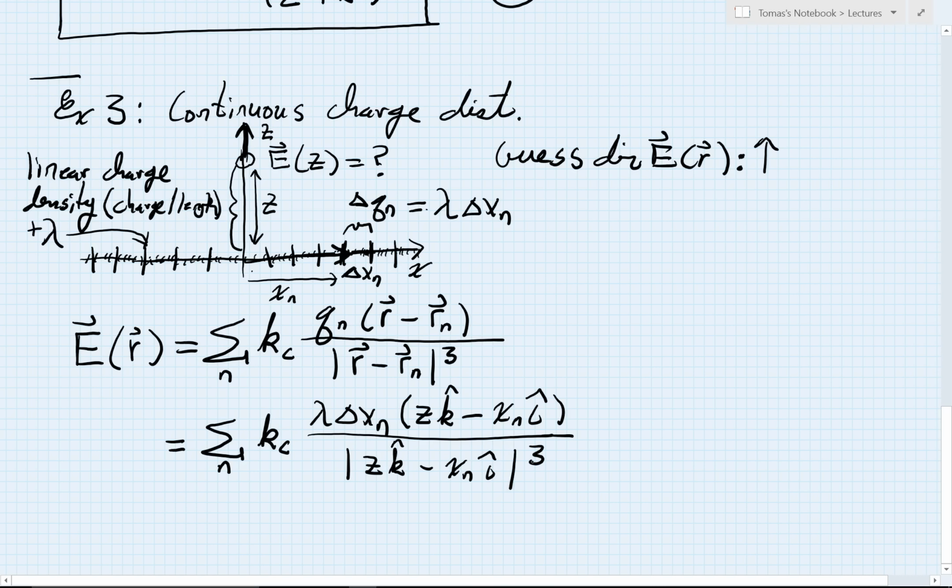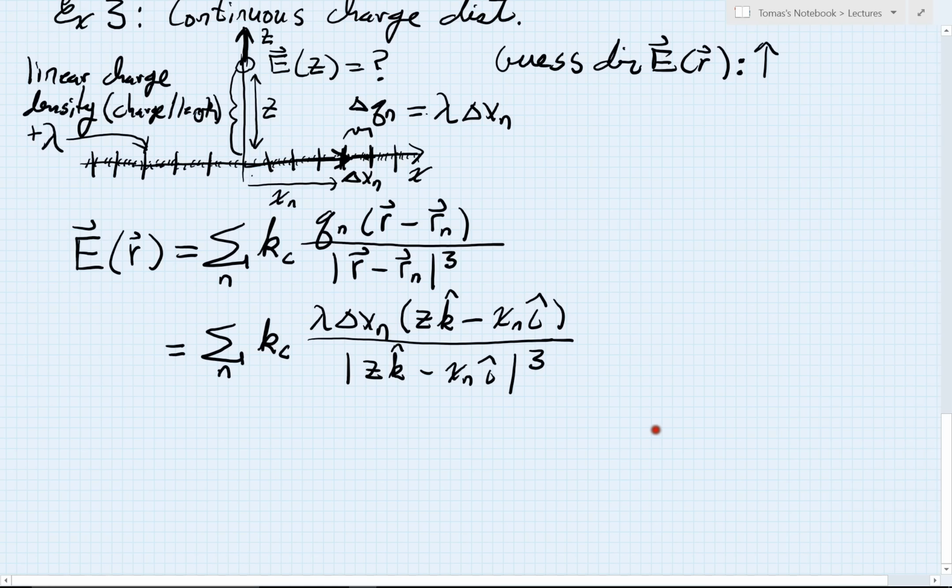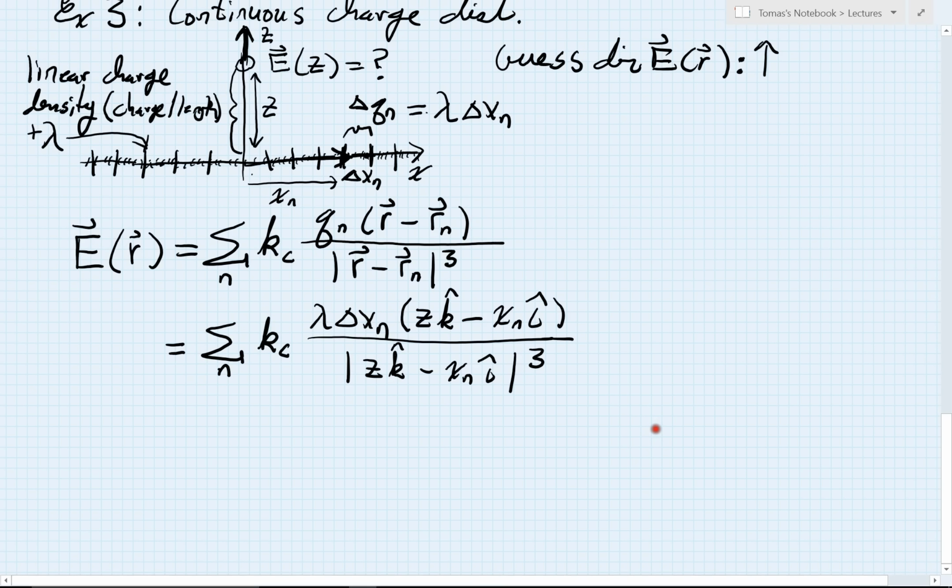Very good. So now we have an explicit sum. And notice that I had said that at the end of the day, I want to take a special limit here. I want to take a limit where delta x sub n is going to go to 0, as I make those little chunks smaller and smaller. And as I do that, of course, there's going to be more and more terms in my sum because I'll have more and more chunks that I'm dividing the system into.